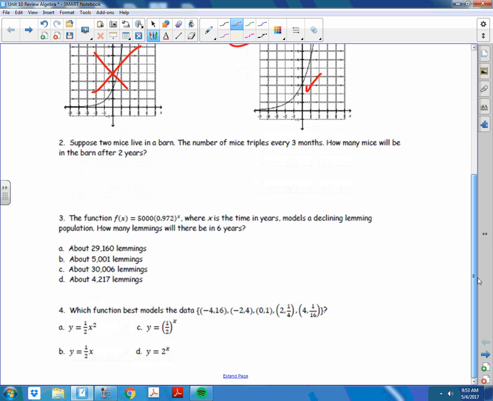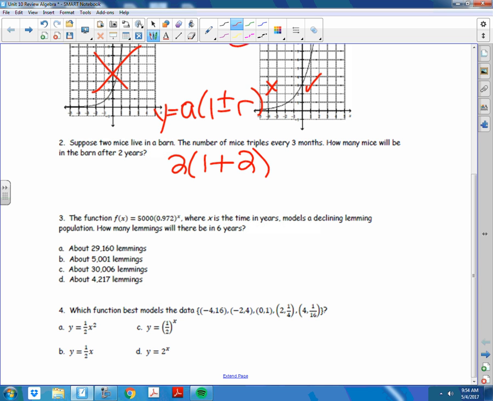Okay. Number 2, suppose 2 mice live in a barn. The number of mice triples every 3 months. How many mice will be in the barn after 2 years? So this is an exponential growth. And remember, exponential growth is y equals a times 1 plus or minus the rate to the time interval exponent, or the x exponent. So in this case, we start with 2 mice. It is definitely going to be growth, because they're tripling. What's the rate on triple? 2. The rate is 2.